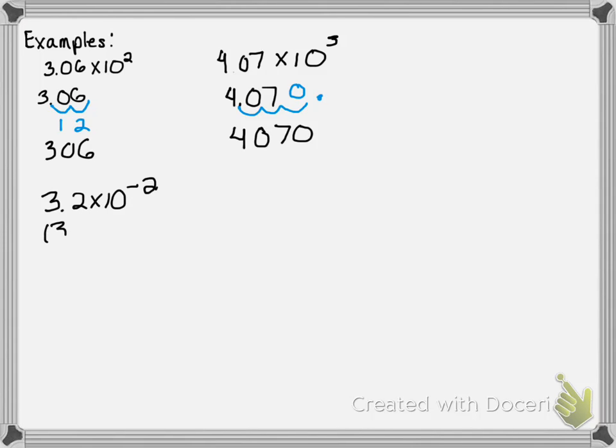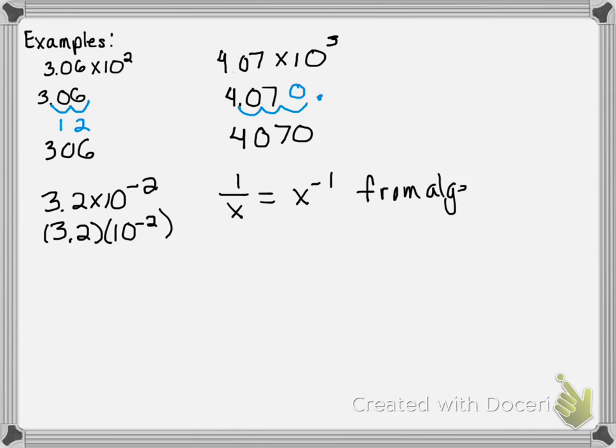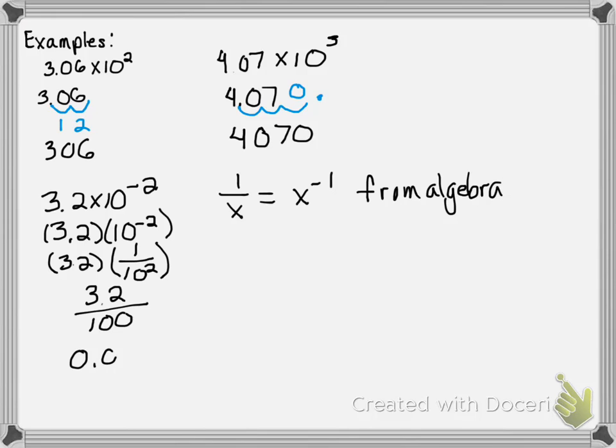And I just wanted to explain briefly why this works. 3.2 times 10 to the negative 2, well, that just means 3.2 times 10 to the negative 2, just rewriting that there. And then remember that a negative exponent from algebra just means you could rewrite that as 1 over that. 1 over x is x to the negative 1. That's a rule from algebra. That's just how we write those. So 10 to the negative 2 is just 1 over 10 to the positive 2. Well, that's 100. 3.2 divided by 100 is 0.032.